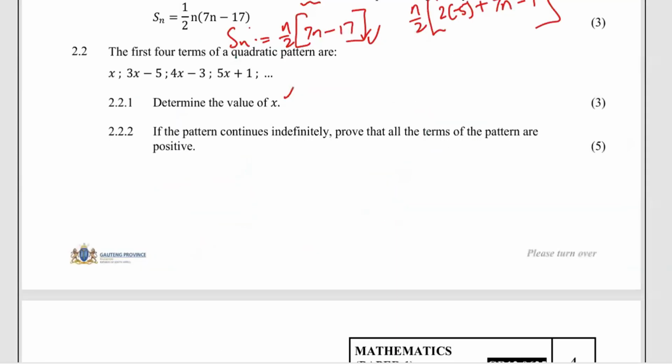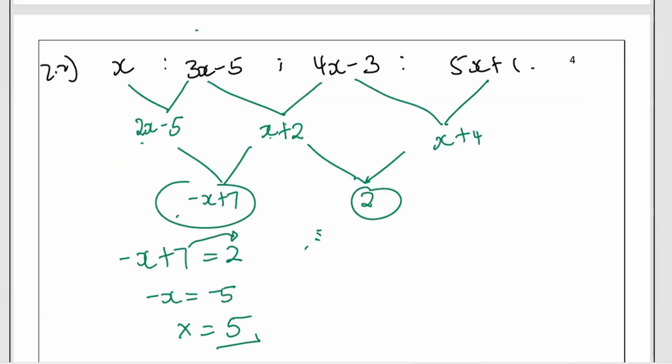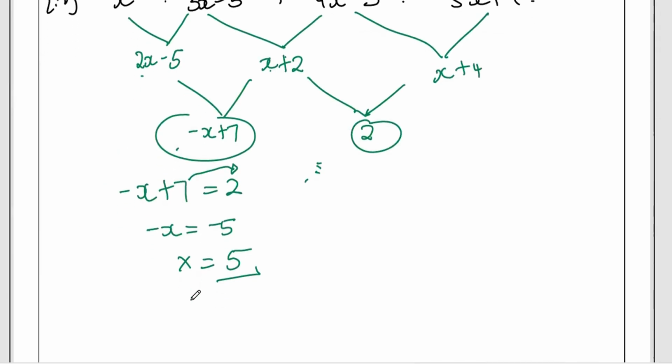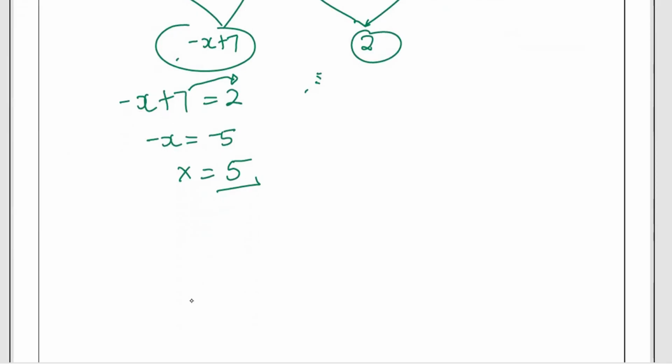Then we're saying 2.2.2, if the pattern continues indefinitely, can we prove that all the terms of the pattern are positive? For us to prove this, the question is indirectly asking us to determine the Tn, because with the Tn, or the general term, that's when we can really define whether the pattern is positive or negative. So what are we going to do? Since we know that the second difference is 2, I'll say that our 2a is 2, meaning that our a is a 1.